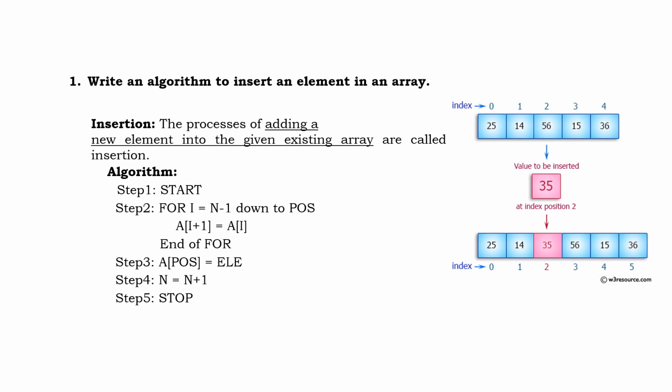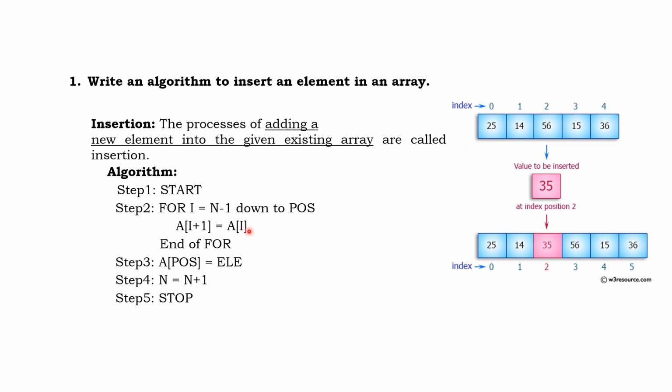Yes. Then we'll discuss: write an algorithm to insert an element into an array. It is the process of adding a new element into the given existing array. Here the for loop begins with n minus 1. We start from n minus 1 and traverse downwards, that is the decremental side, till the given position. In the example the position is 2 and we try to insert the new element 35. Here the array size is 5, hence n minus 1 is 4. We traverse 4, 3, then 2. Once we reach the element at position 2, we start to shift the elements from the given index, from the lower index to the higher index.